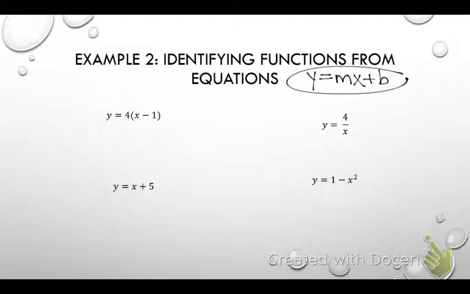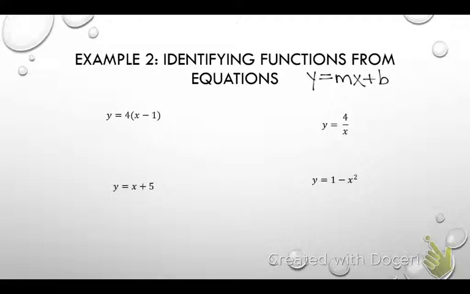So what we're going to do is look at these equations and ask, can I get it in that format? If the answer is yes, it's linear. If the answer is no, it's nonlinear. Let's look at the first one. Right now, as this first equation is written, it is not in function form because up here, there are parentheses. So I've got to use the distributive property to get rid of those. You guys remember how to do that? Go ahead and do the distributive property to rewrite this.